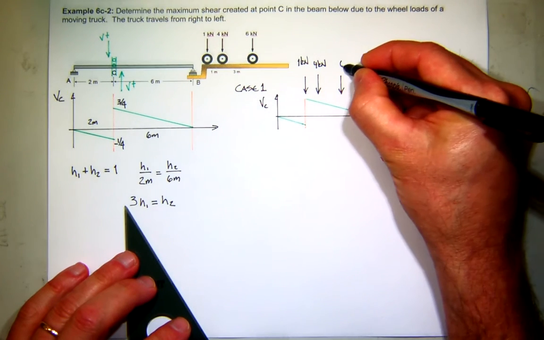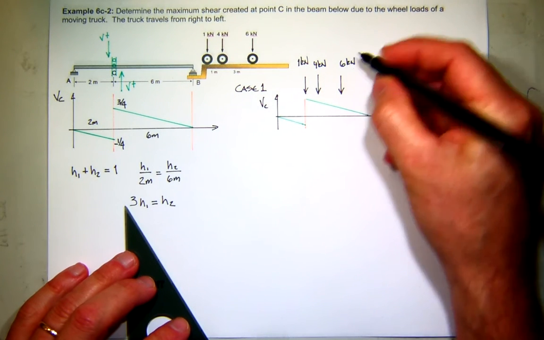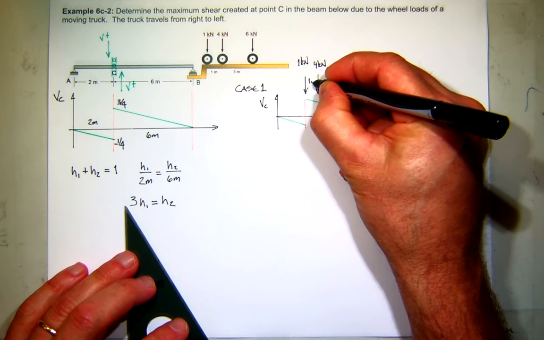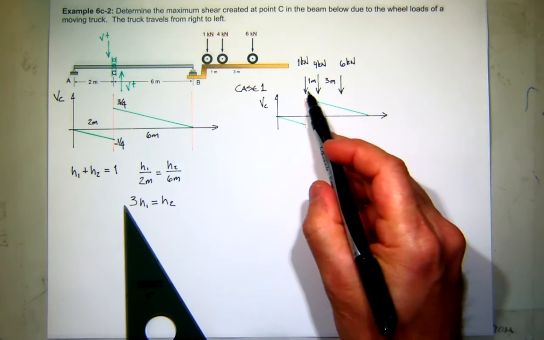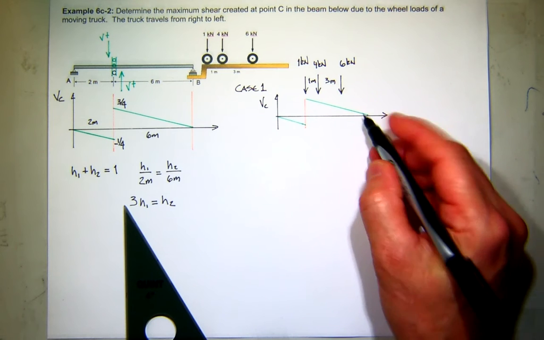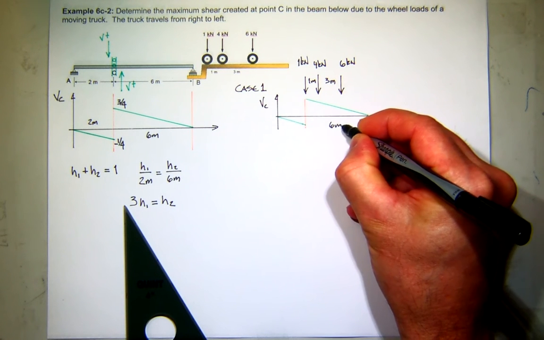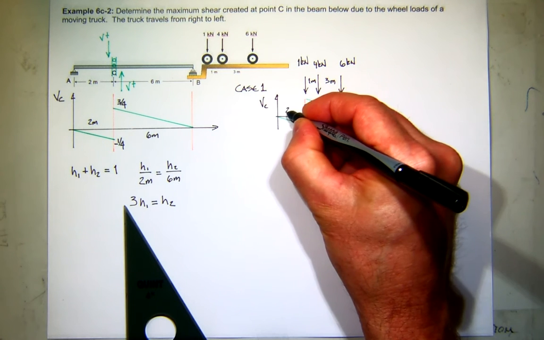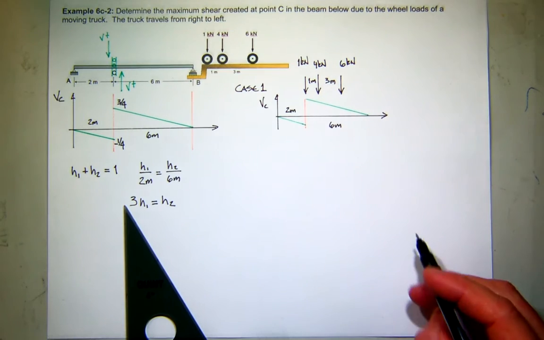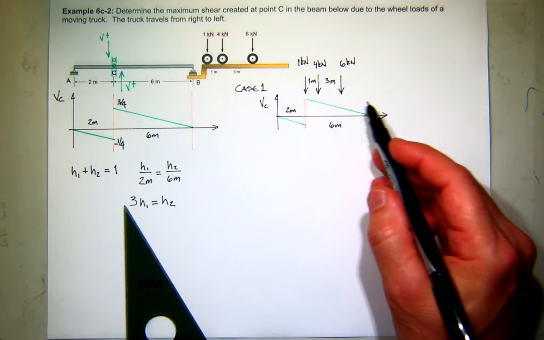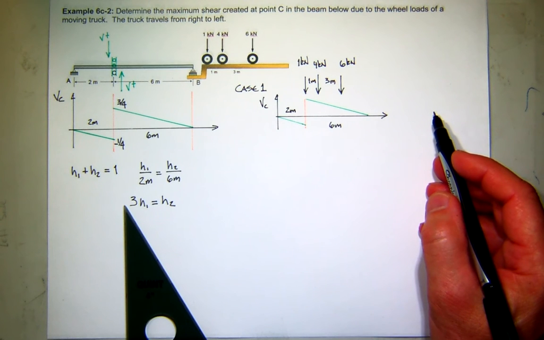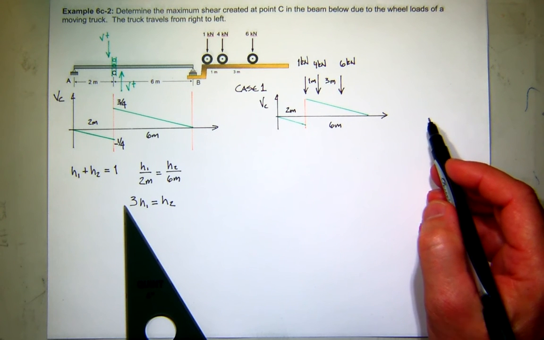is the 6 kilonewton load. And this is a distance of 1 meter and 3 meters. So that's a distance of 4 meters. What's this length here? This is 6 meters. So all the loads are on the structure. If there was a long list of these, some of them may not have been able to come onto the structure yet, so you wouldn't have to account for them all.